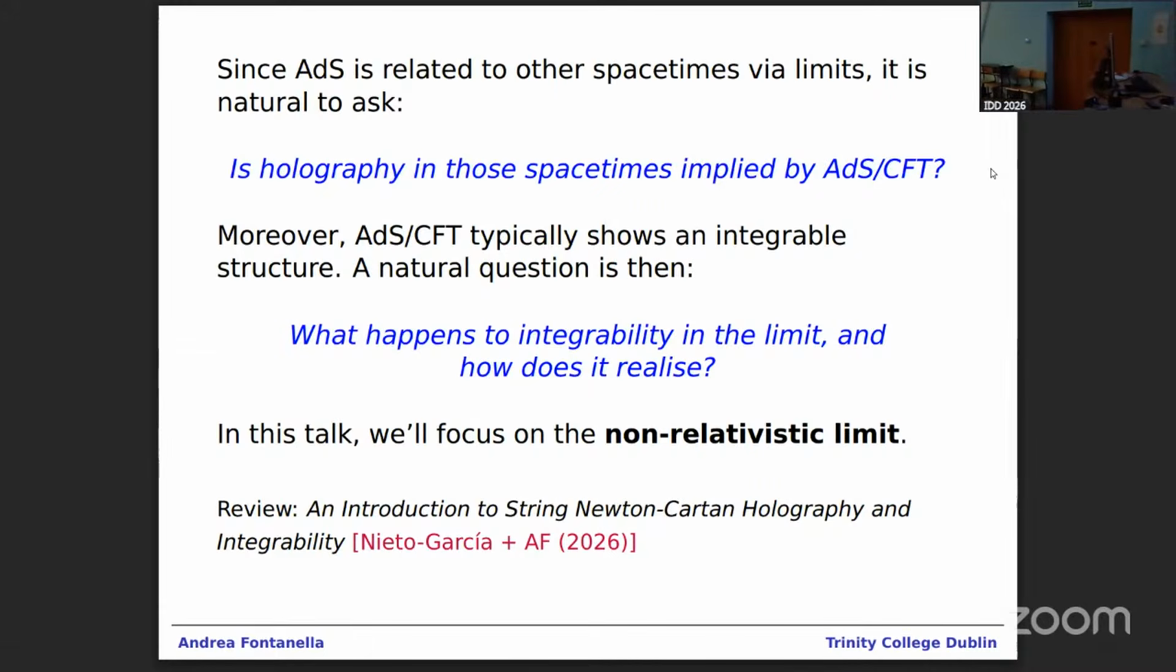Yeah, so the question that I'm asking is, since AdS is related by limits to those different spacetimes, it's very natural to ask: is holography in all of those different spacetimes implied by the AdS/CFT? As we will see in this talk, it's not super clear. It's not a straightforward yes or no. And there is also another subsequent question you can ask. Since AdS/CFT typically has an integrable structure, a natural question is what happens to integrability when you take those limits, and how does it realize in the limiting theory? In this talk, I will focus in particular on the non-relativistic limit. Mostly what I will say is based on a recent review of mine with my collaborator Nieto Garcia, an introduction to string Newton-Cartan holography and integrability, which, by the way, I added to the list that Jelle wrote before.